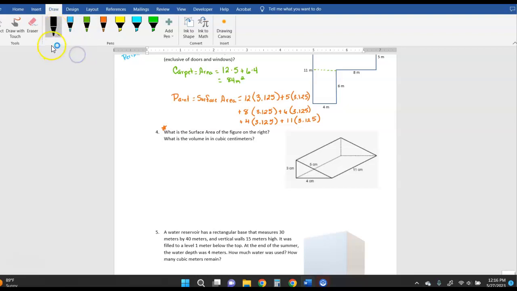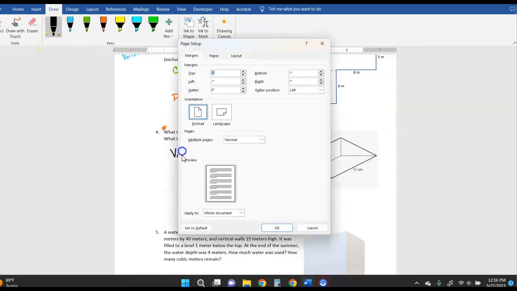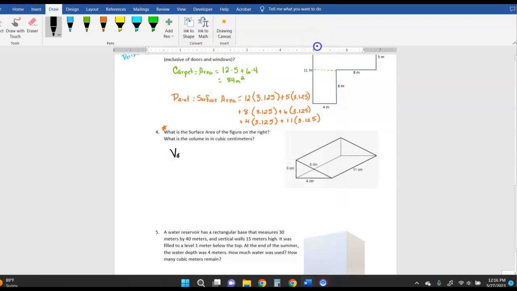So the volume is going to be how much can be filled into this object. And so one way to think about it is standing this object up. So you have two rectangular sides, which means that those two are the base.